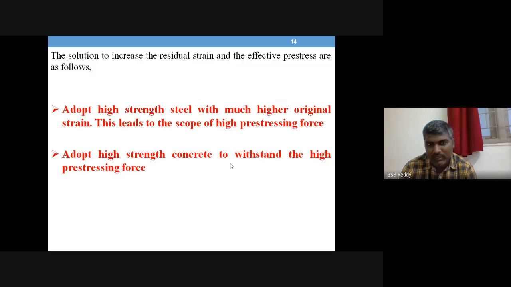So as we are using high strength steel, which means high intensity of stresses are to be induced into the concrete, the concrete shall also have similar strength to take that much pre-stressing force. So high strength concrete is the requirement in turn, along with the high strength steel. This is the basis for the need of high strength steel and high strength concrete.